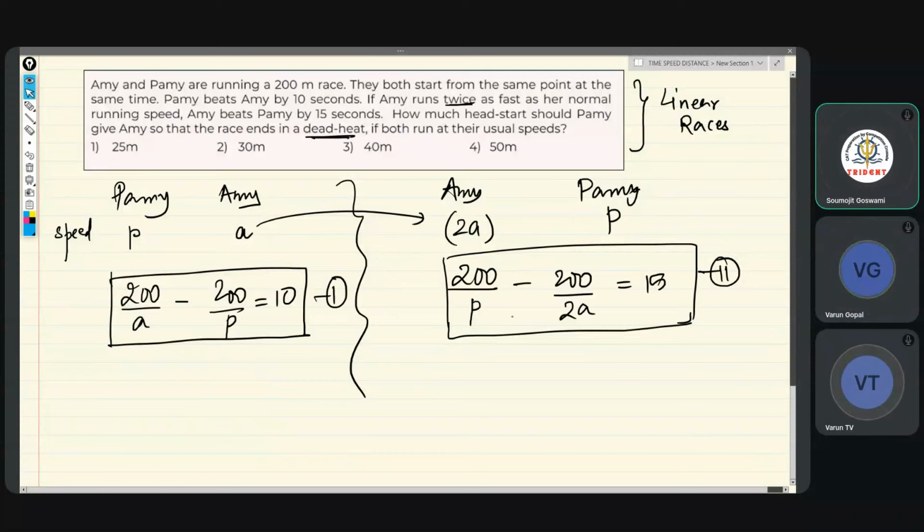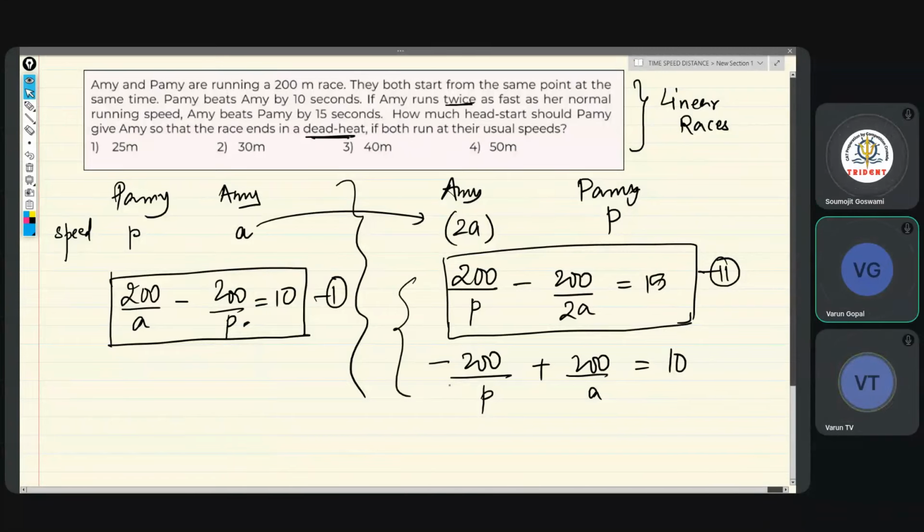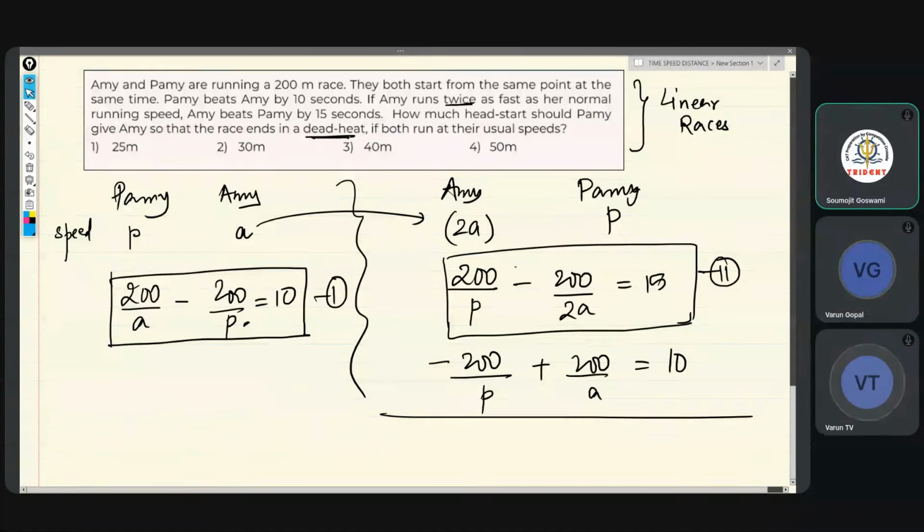Okay. Let's write them in order. So I'll write it like 200 by P. I'm writing this thing first. 200 by P plus 200 by A, that is equals to 10. I hope that makes sense. Adding these two equations, 2 and 1. If I add them, this one gets eliminated. 200 by 2A minus 200 by A, what will be the difference? It will be 100 by A. That is equals to 5.